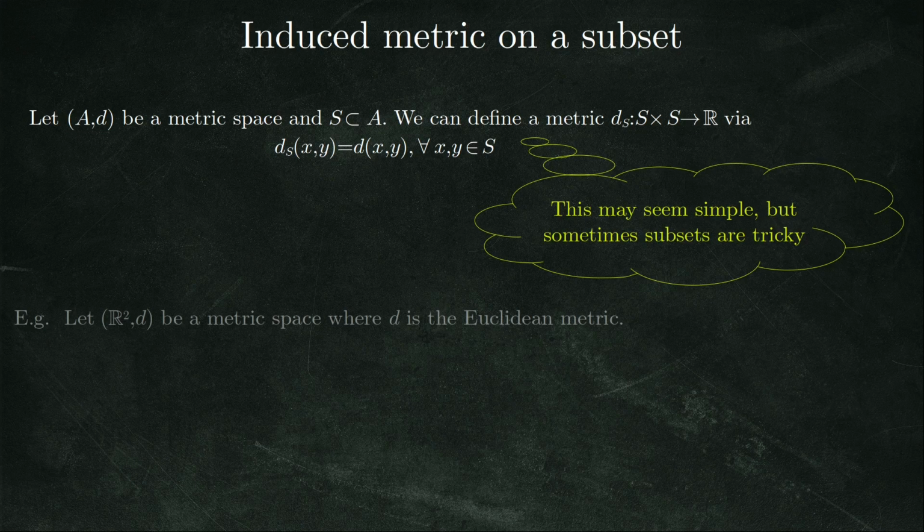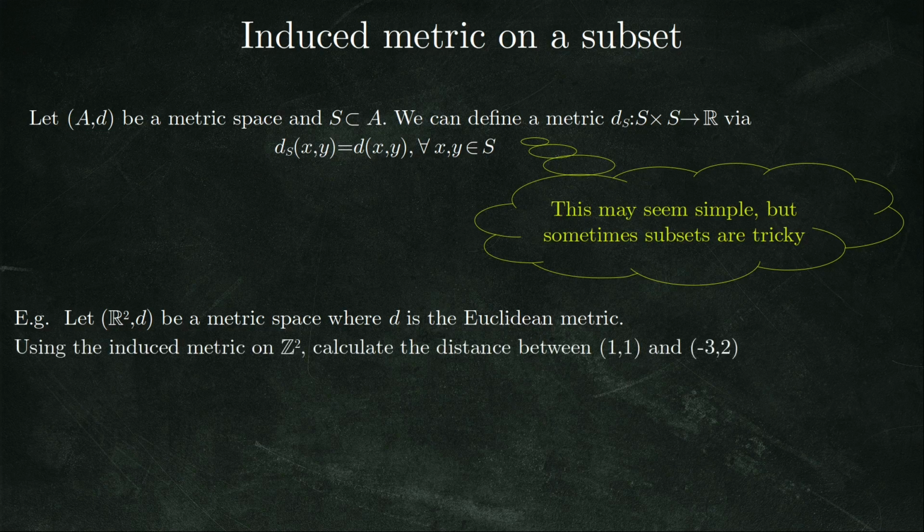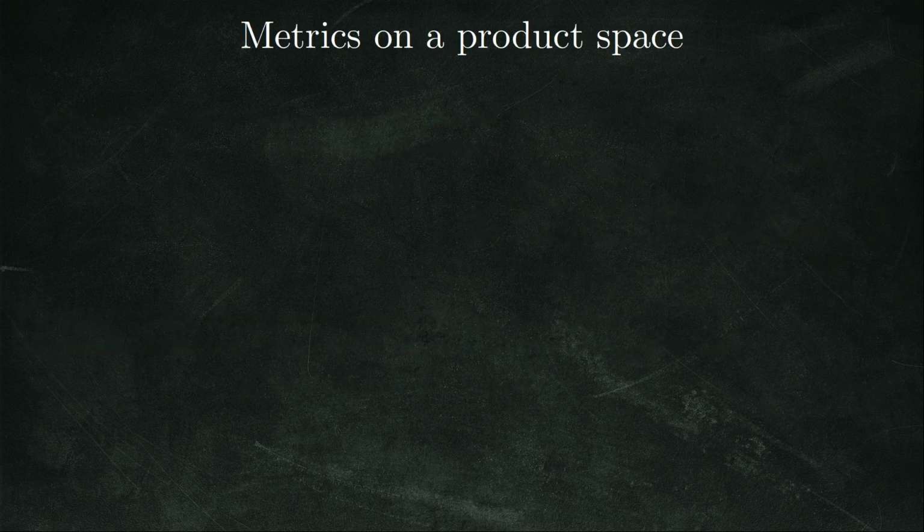Okay, let's have a look at a quick example. If R squared, D is a metric space where D is the Euclidean metric, using the induced metric on Z squared, find the distance between (1, 1) and (-3, 2). Well, we just do this the normal way. And we get root 17.